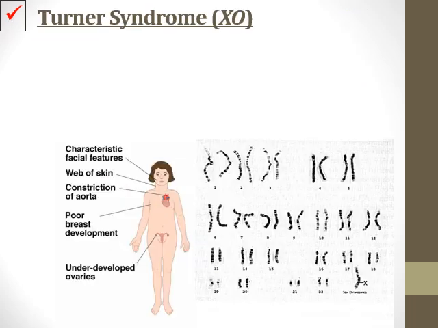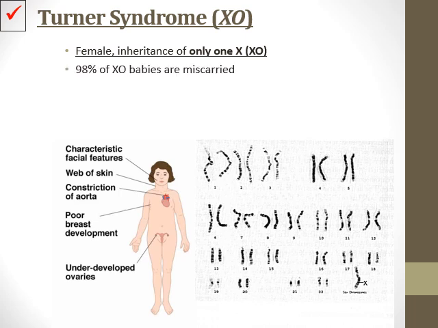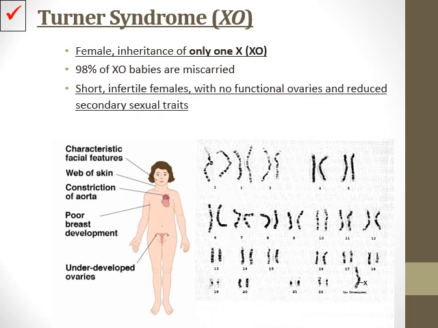The final condition we're going to look at today is called Turner syndrome. Turner syndrome has the genotype X, or XO, meaning a lack of an X chromosome. These affect females only, and instead of getting 2 X's, the individual only gets 1. Now, 98% of babies that are XO are miscarried.